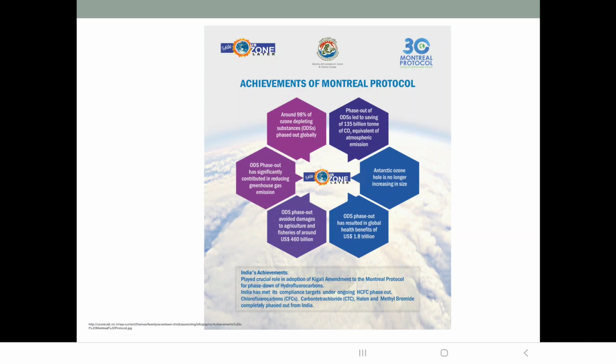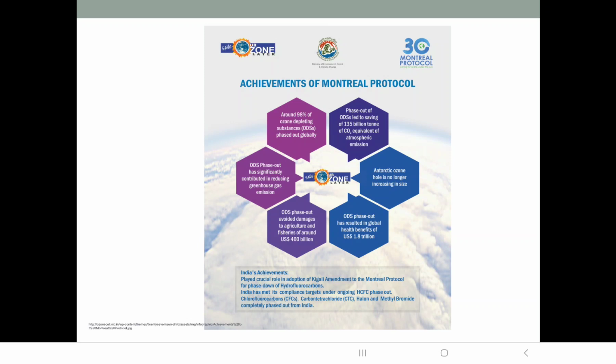Ozone depleting substance phase out has significantly contributed to reducing greenhouse gas emissions. Chlorofluorocarbons are also one of the greenhouse gases, so those are also reduced. Just as the United Nations Framework Convention on Climate Change is targeting carbon emissions, here the Montreal Protocol is targeting CFCs. So we are targeting two major greenhouse gases. CFCs are decreased, therefore greenhouse gas emissions are decreased, and therefore global warming will be reduced.